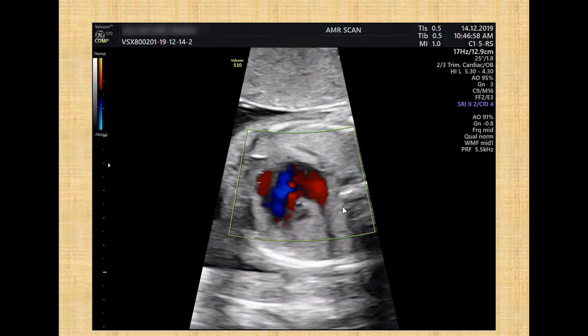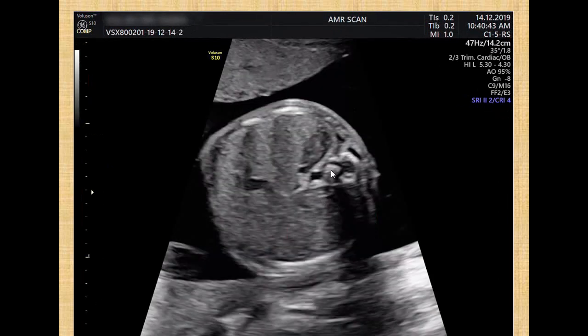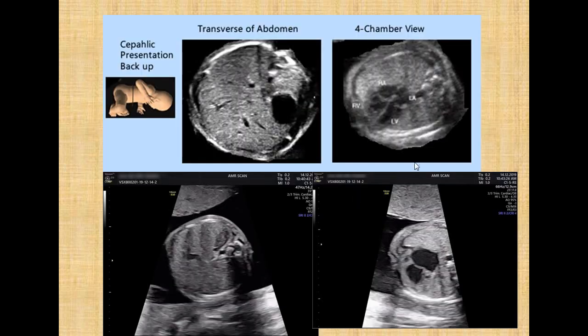Tricuspid regurgitation. Aliasing of color at the origin of the pulmonary artery at the level of the valve. The juxtaposed aorta and IVC to the right of the spine. Here is the normal aortic situs, which should be to the left of the spine, like in this case and in this case. However, in our case, it is seen to the right of the spine, both at the abdominal view and at the fourth chamber view.